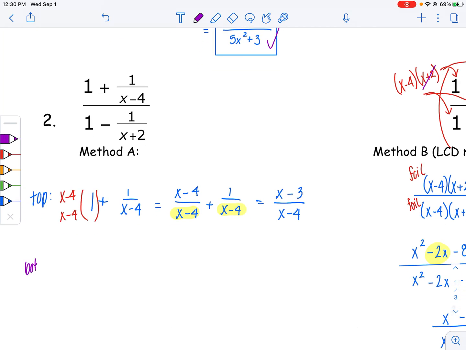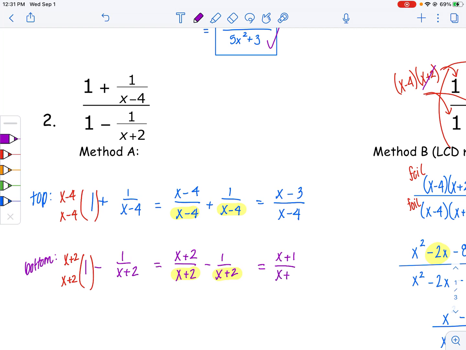With the bottom, it's 1 minus 1 over x plus 2. In order to add fractions, I need that common denominator. So x plus 2 over x plus 2. Now our fraction becomes x plus 2 over x plus 2 minus 1 over x plus 2. Since I have these common denominators, I can now combine the numerator. So x plus 2 minus 1 is x plus 1 over that denominator. I have the top and the bottom.